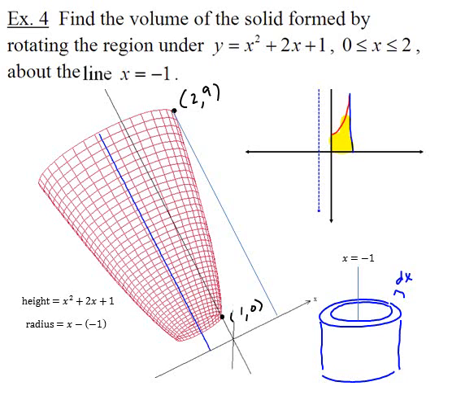Using the formula 2 pi times radius times height, our integral will be 2 pi times the integral from x equals 0 to x equals 2 of x plus 1, which is our radius, times x squared plus 2x plus 1, which is our height.